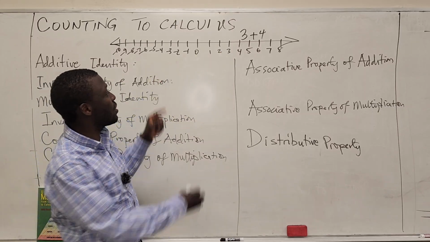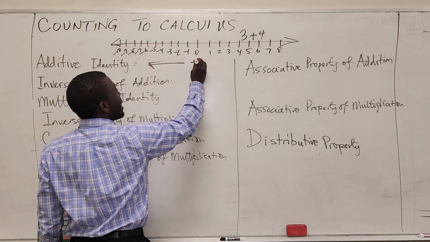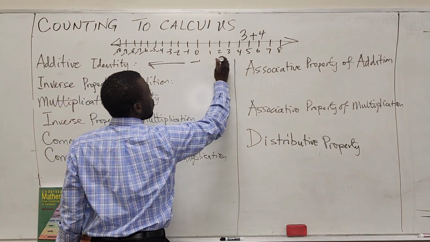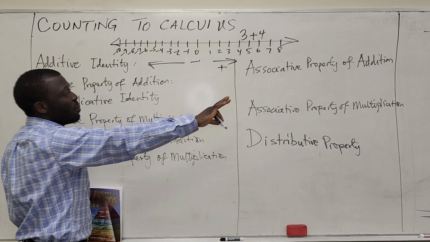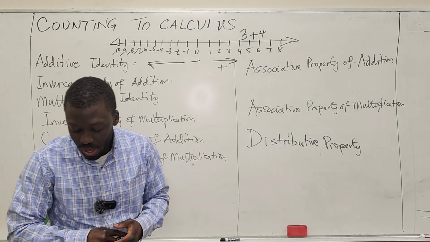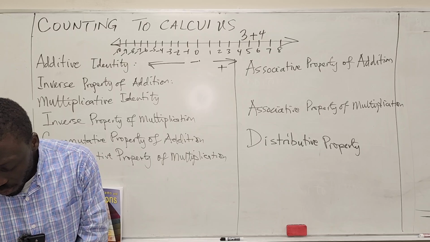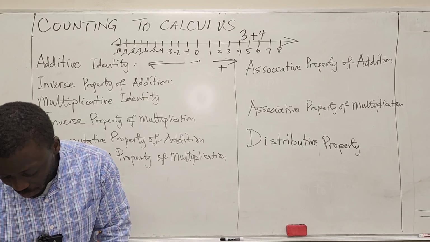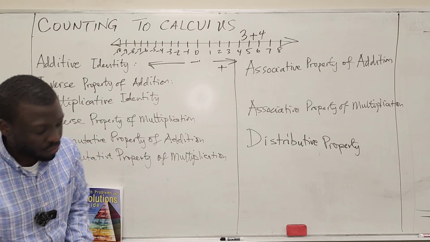So notice that you can either move to the left when it's a negative, or you can move to the right when it's a positive, depending on what the question is. So use a number line to your advantage. That's something I want to encourage you to do. So let's talk about the properties of real numbers, and then we will go from there.